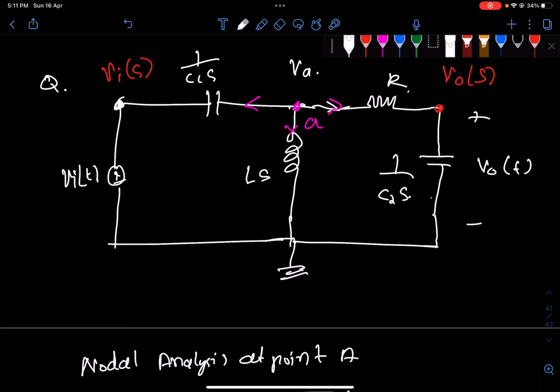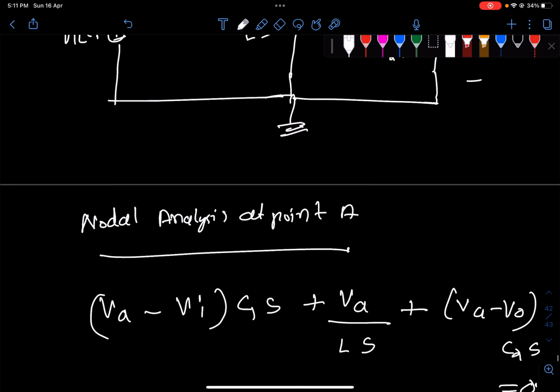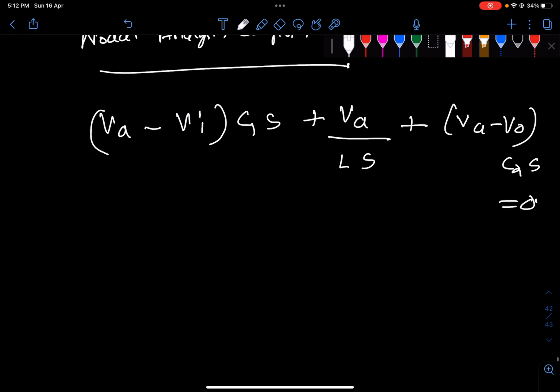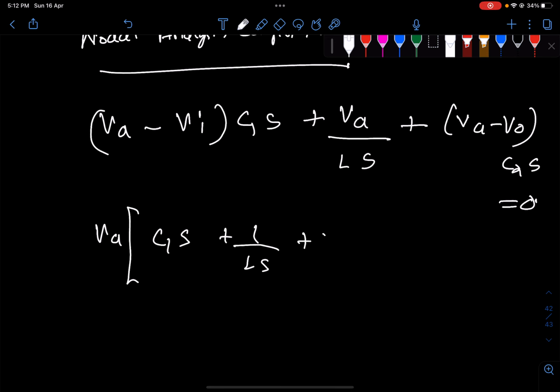What is the next thing I should write? So we are having only one unknown, right? Only VA we are having unknown. Balance VA and V0 is well known to us. So VA, collect the coefficients C1S plus 1 by LS and C2S is there.